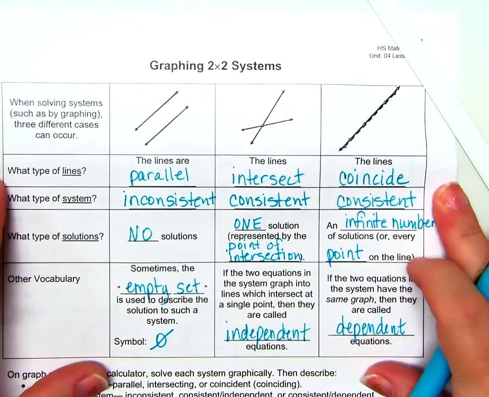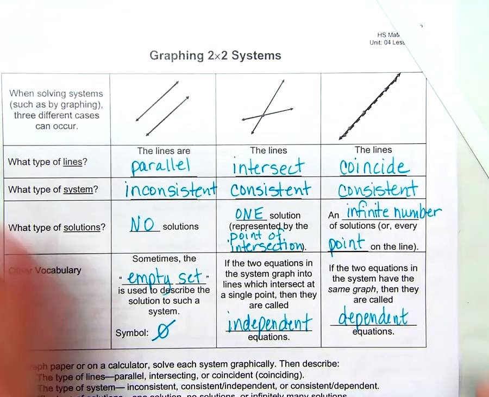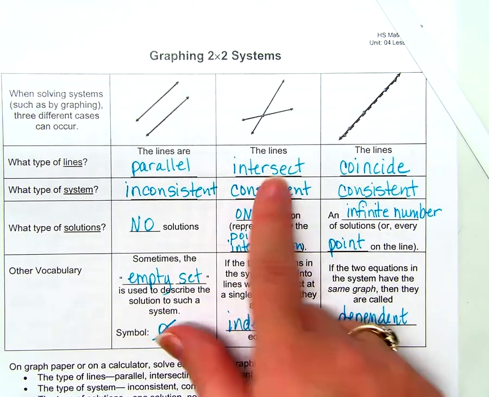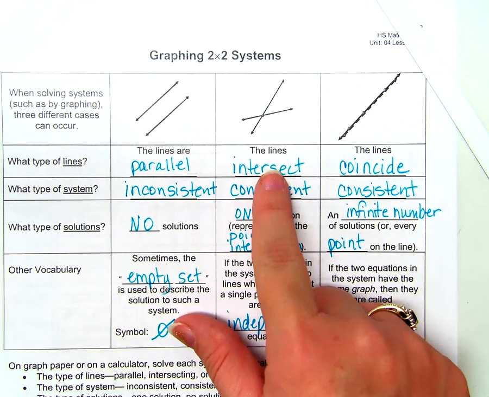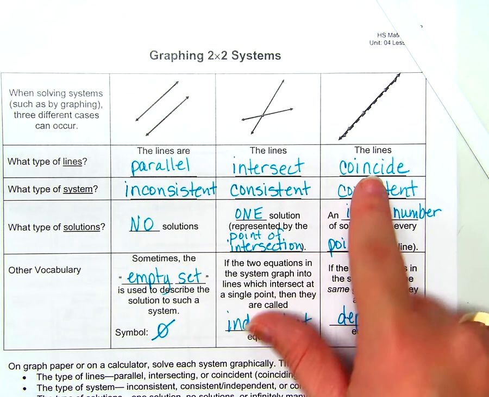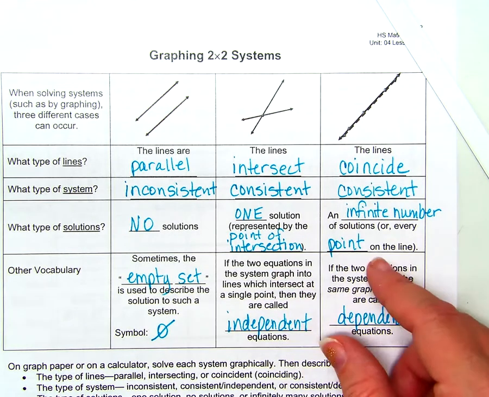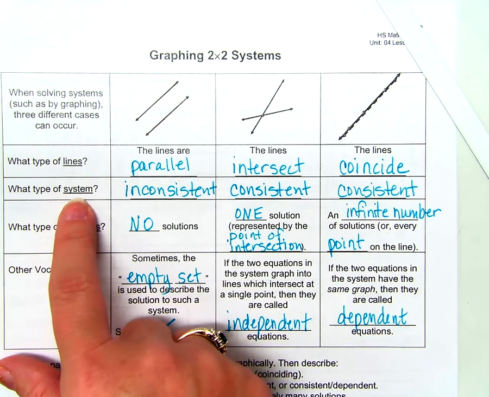Now let's talk about the vocabulary. Okay? Parallel, intersect, and coincide. Are we okay with those? These are parallel, they don't touch. These intersect. These coincide. They live on top of each other. Okay? What type of systems?